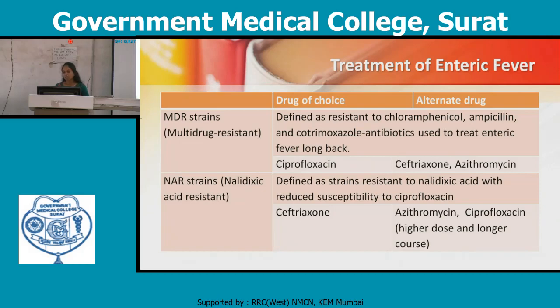NAR strain, nalidixic acid resistant, defined as a strain resistant to nalidixic acid with reduced susceptibility to ciprofloxacin. Drug of choice is ceftriaxone; alternatives are azithromycin and ciprofloxacin at higher dose and longer course.